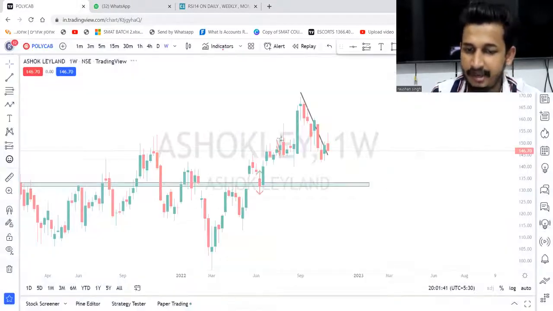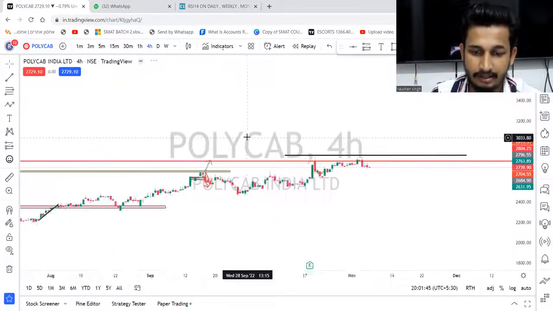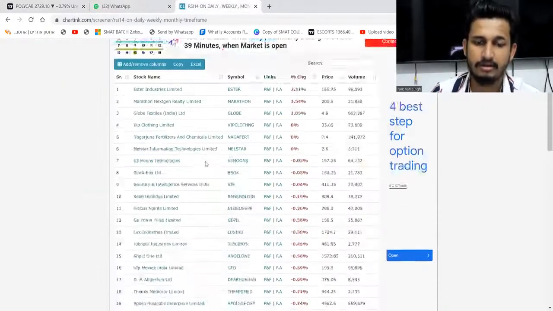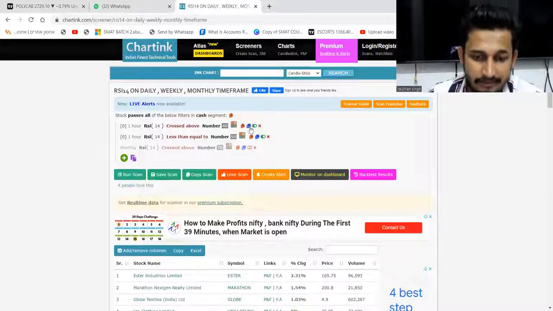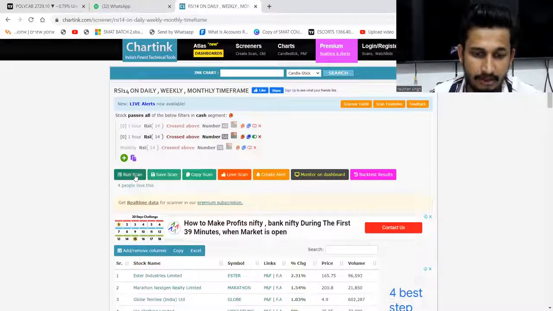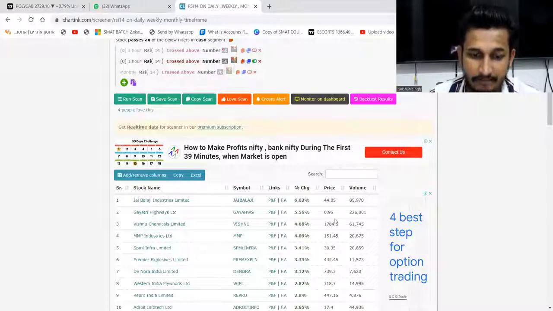So from here, we are just going to get the stock's name, that's it. We won't be getting anything else. As of now, the RSI is not over here. I can change the RSI as well. I'll do one thing. Let's go for crossed above 50. So this will give me the ones which have given a breakout.